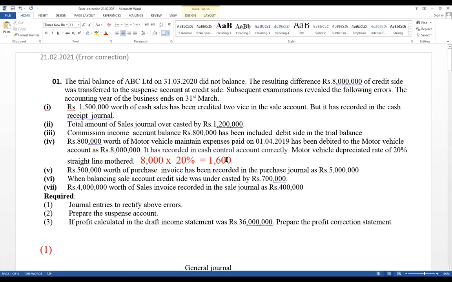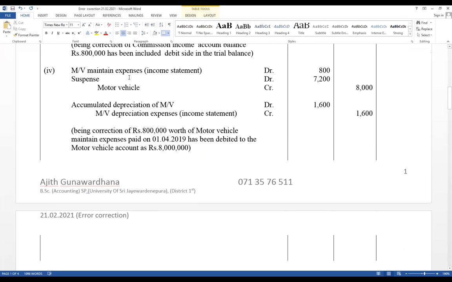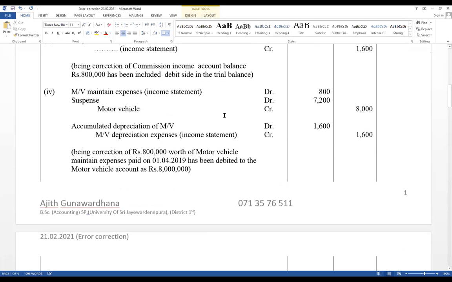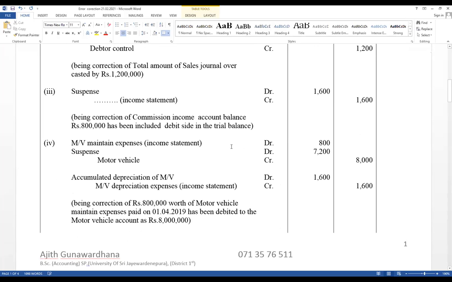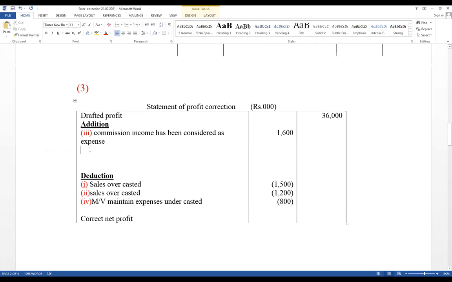Depreciation overstated. Think about double entry also: if an income or expense account is credited, it should be added. We can easily find whether to add or deduct. See the double entry for correction. If an income or expense account is debited, deduct. Not assets or liabilities. If an income or expense account is credited, it should be added. Only income and expenses affect profit. Therefore, depreciation overstated, profit decreased, for correction it should be added. So 1,600 also should be added in the statement of profit correction for this transaction.